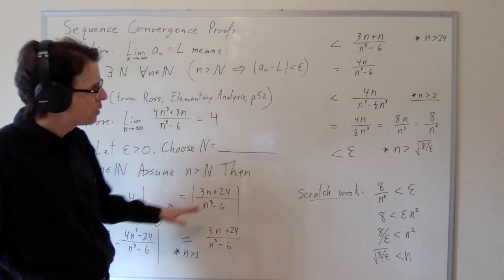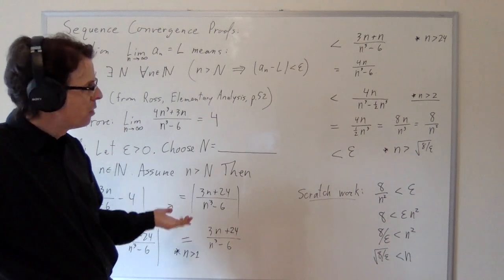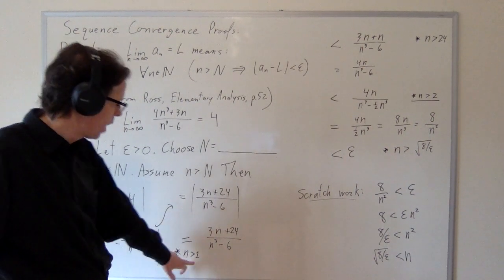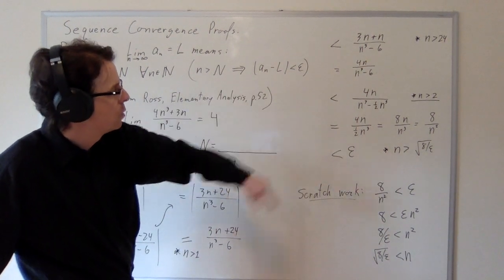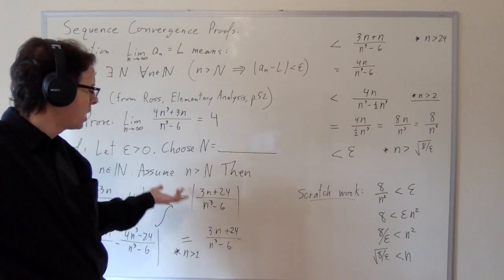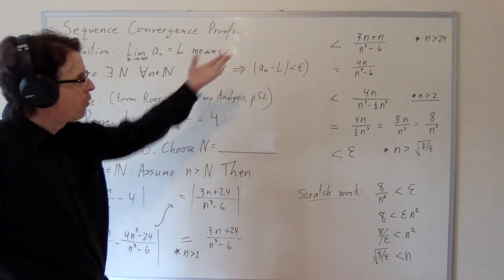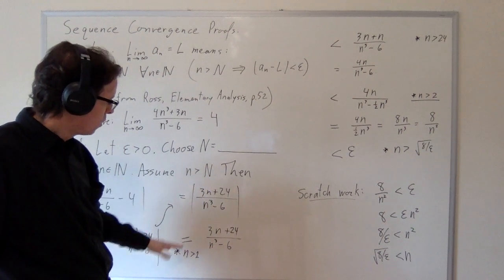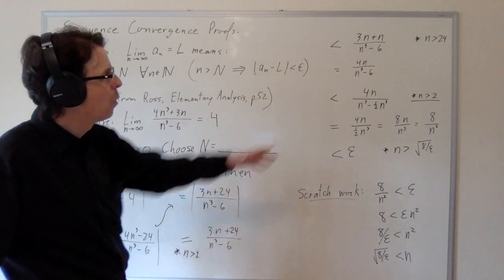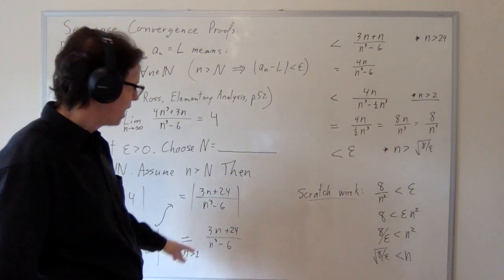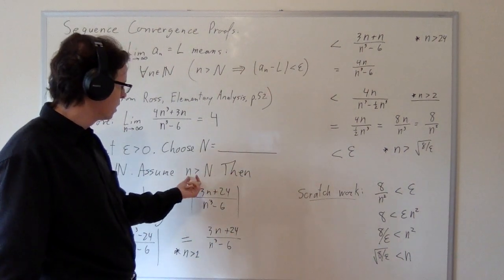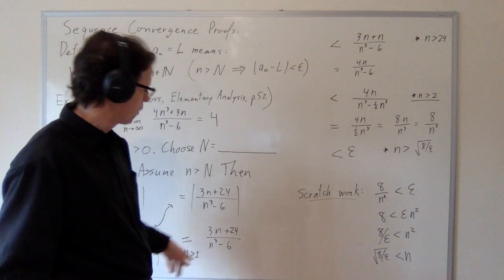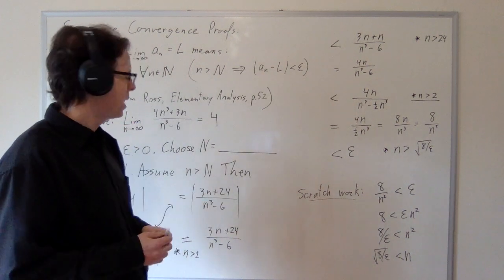Now, you may worry that I've assumed that little n is greater than not one thing, but 4 separate things here, right? 1, 24, 2, and square root of 8 over epsilon. And that's true. I've assumed 4 different greater-than conditions on little n. But that's okay, because one of these is the greatest, right? Now, I just need to assume that cap N is the greatest of these 4 things. Now, how do I write that down?